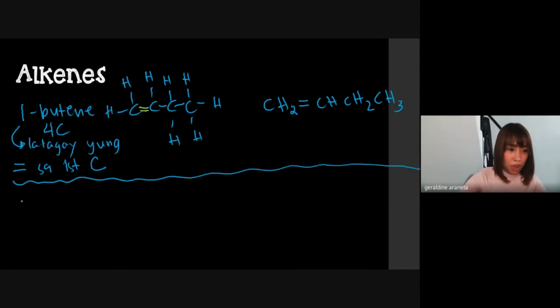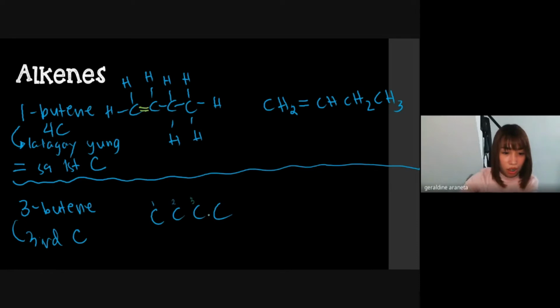Let's have 3-butene. So what is 3-butene? It means our double bond is placed where? Third, very good. We place it on the third carbon, or after the third carbon. The rest are all single bonds. This is just the basics, so we place only one double bond. So let's have 3-butene. It means third carbon. After the third carbon. So 1, 2, 3, 4. Because it's 3-butene, 1, 2, 3. Here it is. The rest are single bonds.